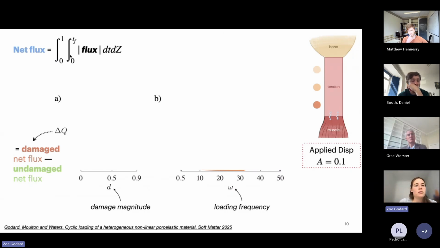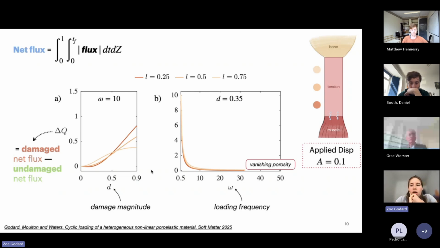And so here, the reason I'm defining this net quantity is so that we have a singular output, and then we can vary our parameters. We can go through lots and lots of different values and see how that output changes with these parameters. So here I'm going to show you delta Q, the difference between the damaged net flux and the undamaged net flux. If it's 0, there's no effect of damage on the net flux.